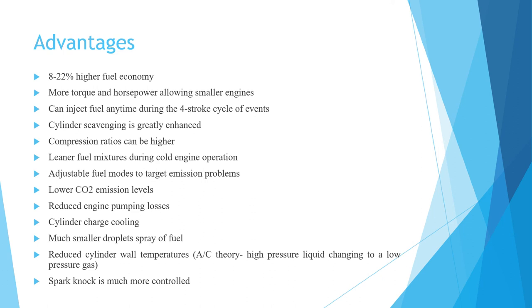Compression ratio can be higher, and there is a linear fuel mixture during cold engine operation. Adjustable fuel modes target the emission problem. It lowers the carbon dioxide emission level, reduces the engine pumping loss, gives cylinder charge cooling and a much smaller droplet spray of fuel, and it reduces the cylinder wall temperature. Spark knock is much more controlled. So these are the main advantages of GDI technology if used in the vehicle.